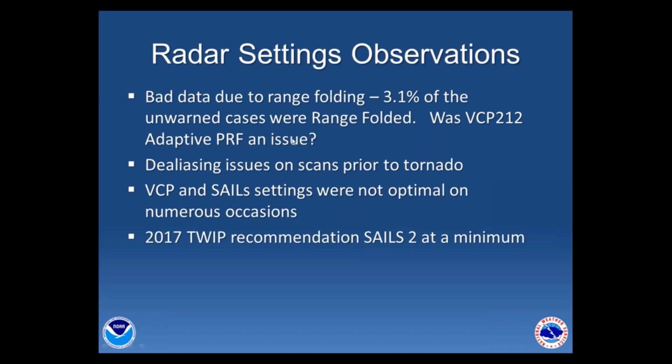If so, and if they're not busy, maybe we can have them adjust and get better data quality with it. Also, there's several with de-aliasing issues on scans prior to the tornado. We did notice VCP and SAILS settings were not optimal on numerous occasions. We did have a TWIP recommendation last year that was SAILS 2 at a minimum, especially for tornadic cases. And really, we recommend SAILS 3. Get as much data as possible, so we can see these rapidly developing situations. And a lot of these EF0s and EF1s did develop pretty quickly.